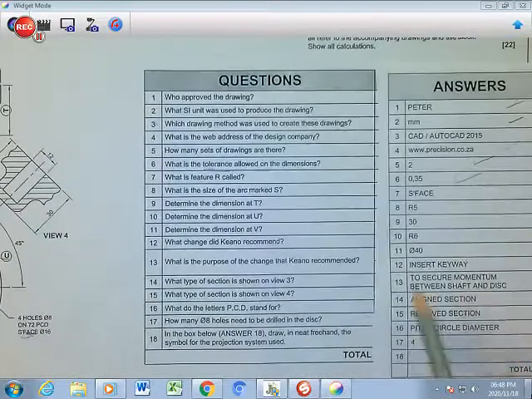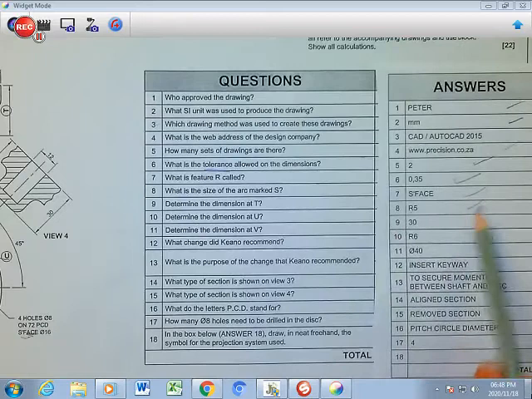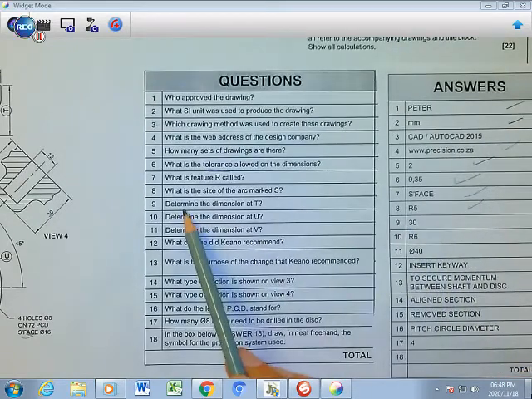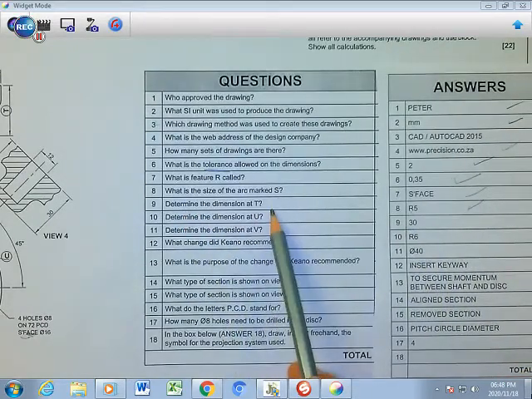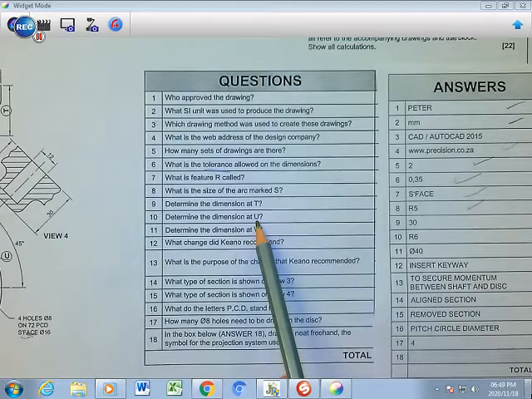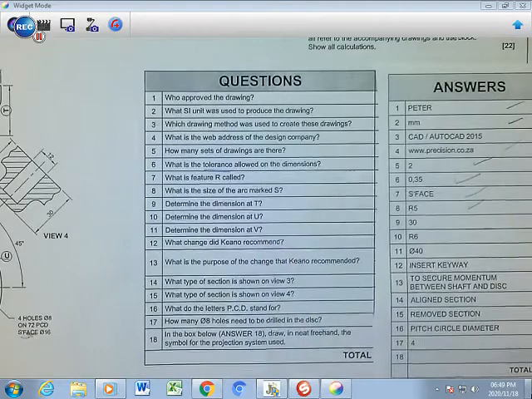Alright, let's go to the next question. We've got that one. Number 9. Determine the dimension at T, and we're going to determine the dimension at U for number 10 and the one at V, so 9, 10 and 11. Let's go find those on the drawing.